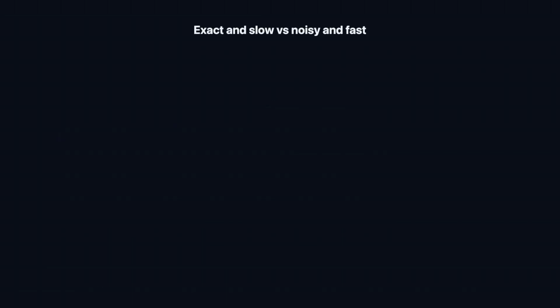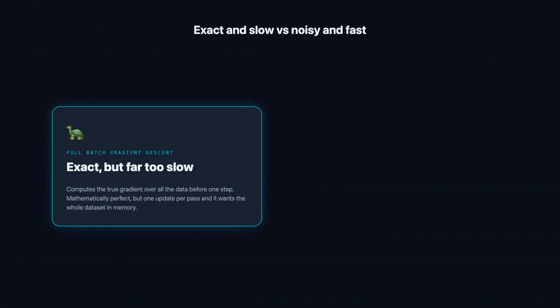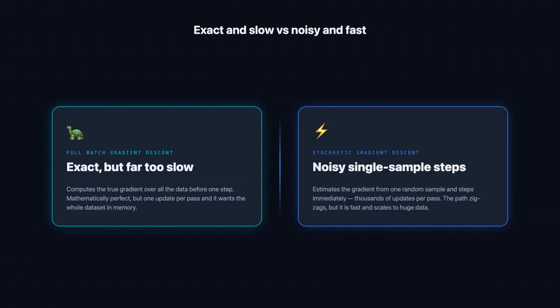So why is this such a big deal? Put the old way and the new way right next to each other. The full batch method computes the exact gradient over all of your training data before it dares to take a single step. Mathematically pristine and completely honest about the true slope. But on a large dataset, it is agonizingly slow, one update per full pass, and it wants the entire thing in memory at once. SGD throws that caution out.